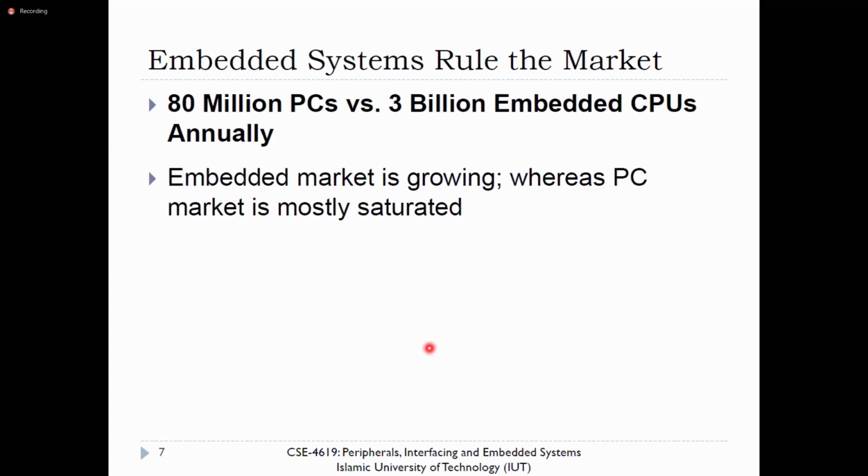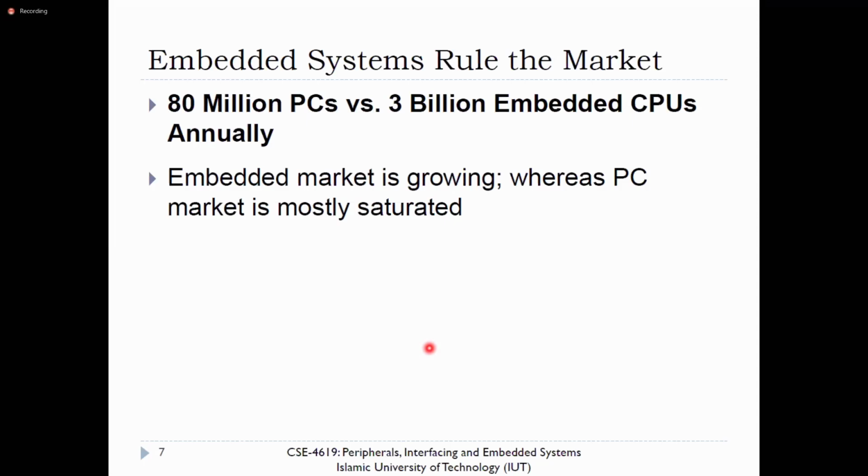Now, why is the embedded system ruling the market? Because it's tiny, it's small, and small-scale embedded devices are surrounding us everywhere in our regular daily life. Around 80 million PCs versus 3 billion embedded CPUs, central processing units or microcontrollers, you can say, are now running in the market. So annually, if 80 million PCs are produced, in contrast, 3 billion embedded devices are produced.